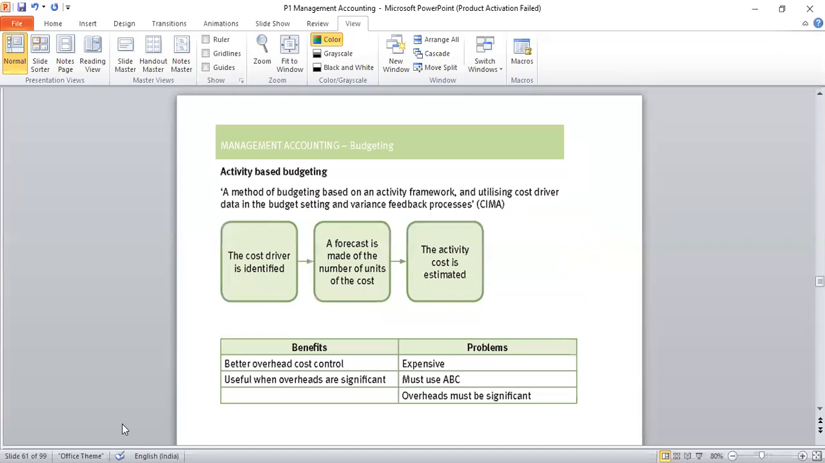Then activity based budgeting. There was one question in between also. I said, let's not do that one, and let's understand what is activity based budgeting first, and then only we'll take up the question related to activity based budgeting. The concept is the same as what we have learned under ABC. We've learned about ABC, isn't it?